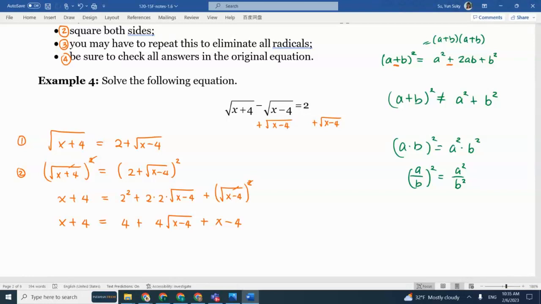Oh, it's adding inside. Okay. Yeah, it's adding inside. When you have addition or subtraction, it's not simply put the power inside. No, you see, actually we have the middle term, the 2ab.